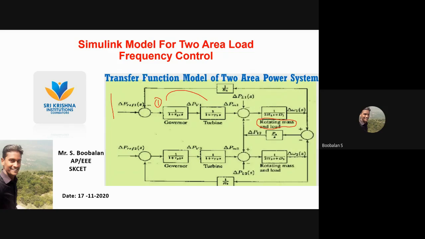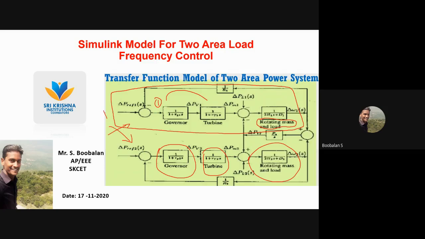The same way, this is one area, and you'll have one more area. This same part is now going to be repeated over here: governor number two, turbine. This is one more generator, and one more load frequency control will be there, right? This is why it's called two area load control. In this picture, no controller part is shown. It's simply a negative feedback closed loop system for area number one and area number two, right?